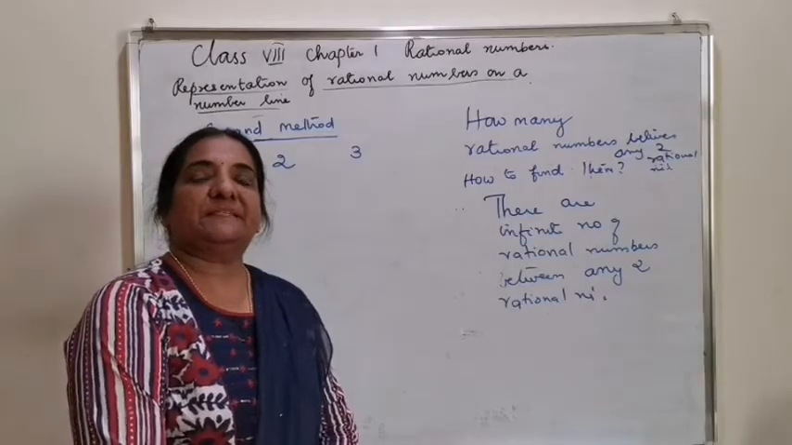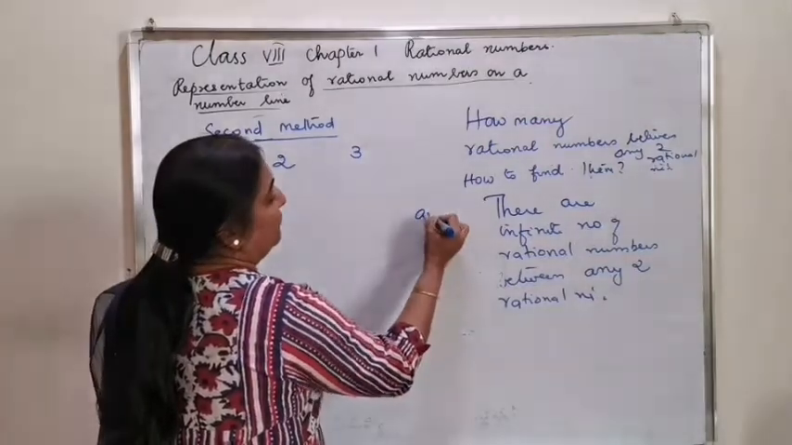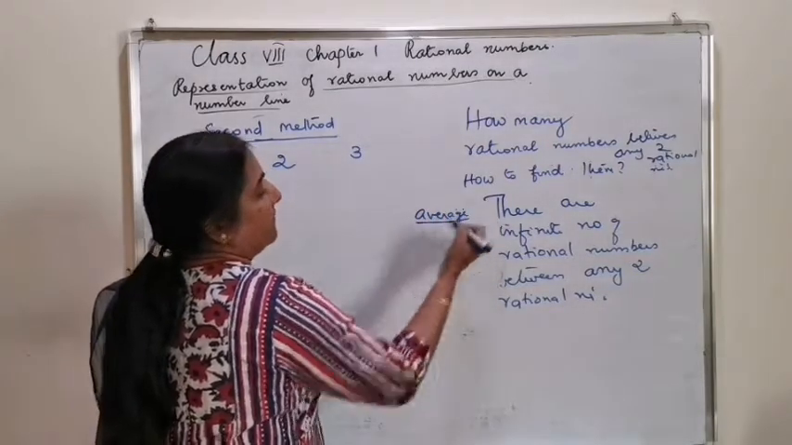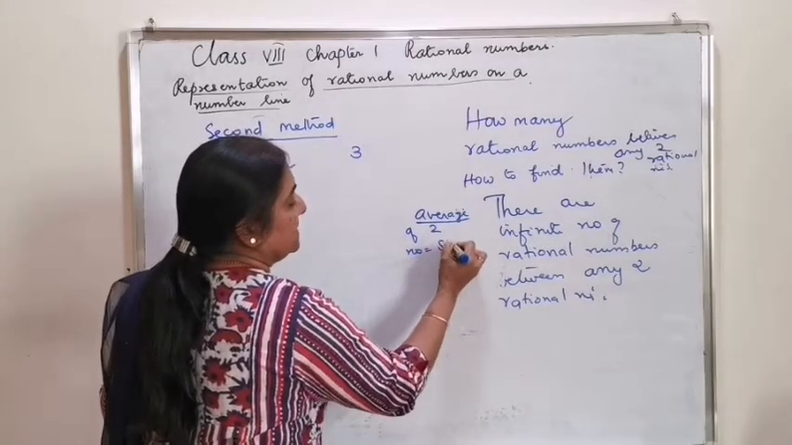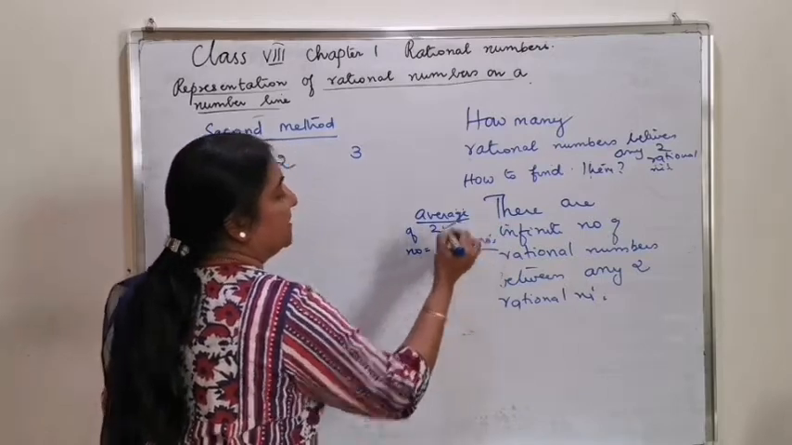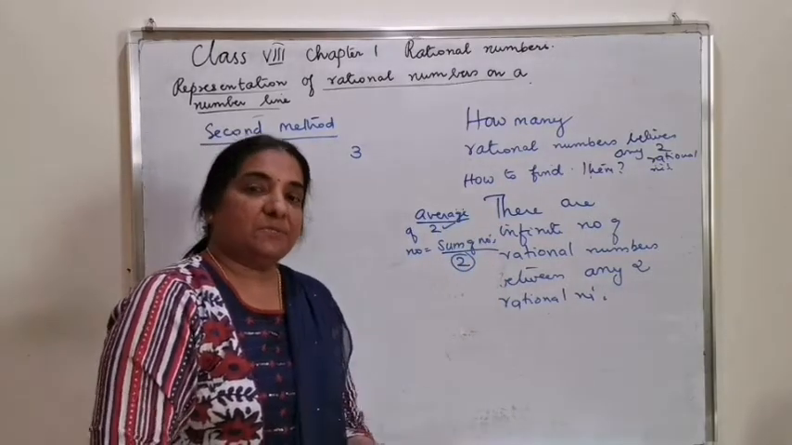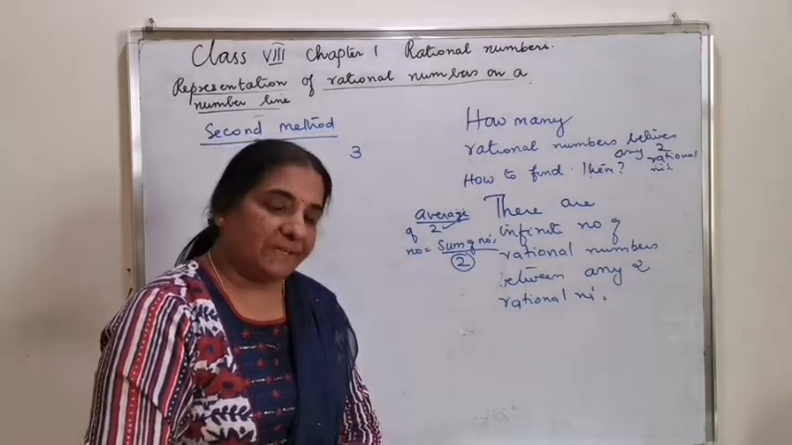The second method prescribed is to find the average. What is the meaning of average? The average of two numbers is the sum of the numbers divided by 2 because there are two numbers. Suppose there are 3 numbers, the average is the sum of all the numbers divided by 3.